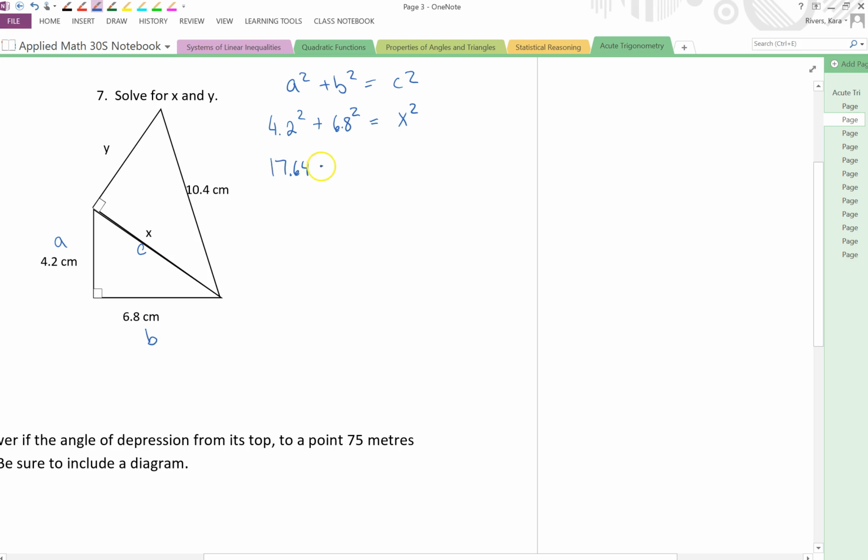17.64 plus 46.24 is equal to x squared. Add those together and you get 63.88 is equal to x squared. At this point, we're going to square root both sides. And the reason for that is that's what we're using to undo the squared. So this squared and the square root cancel each other out. So I'm left with x is equal to 7.99.